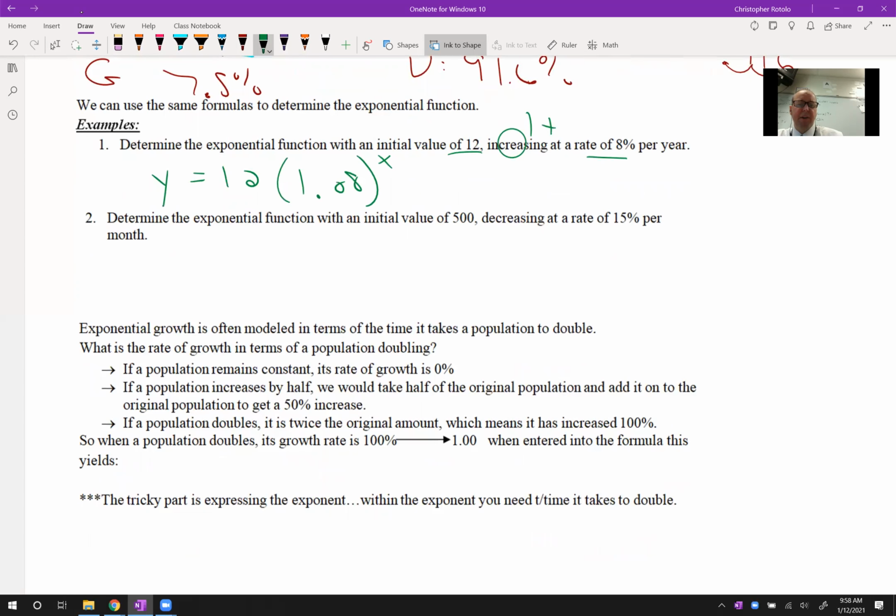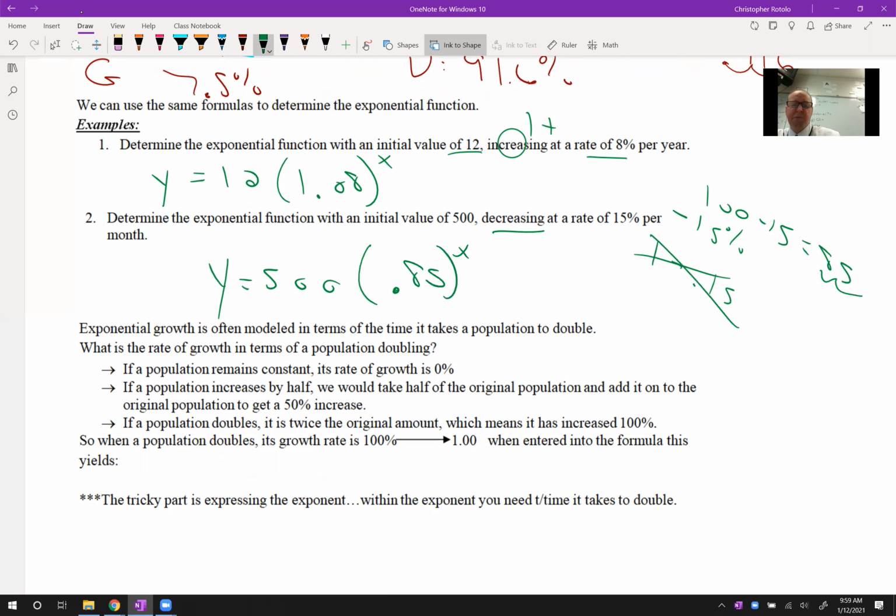Exponential function, initial value 500. Okay, decreasing. So I know it has to be less than 1, it cannot be more than 1. Decreasing at 15%. Okay, so that means that we're going to deal with 1 minus 0.15. You know what? Why are we doing that? Let's talk about it as percents. What's 100 minus 15? That's 85. What's that as a decimal?